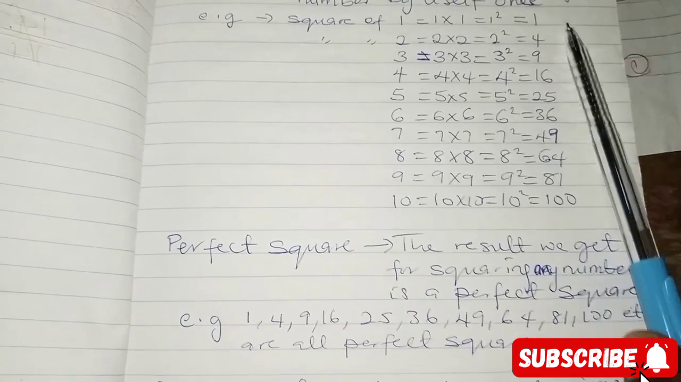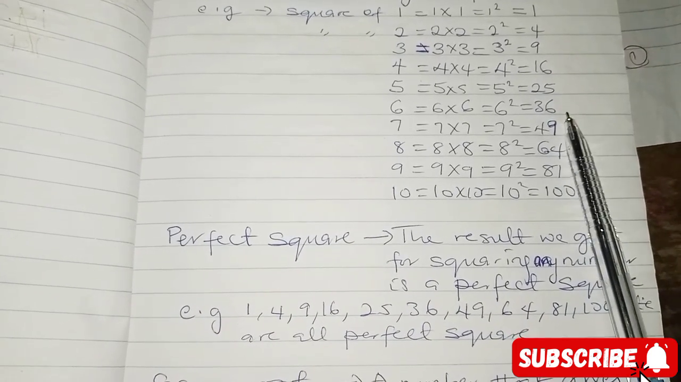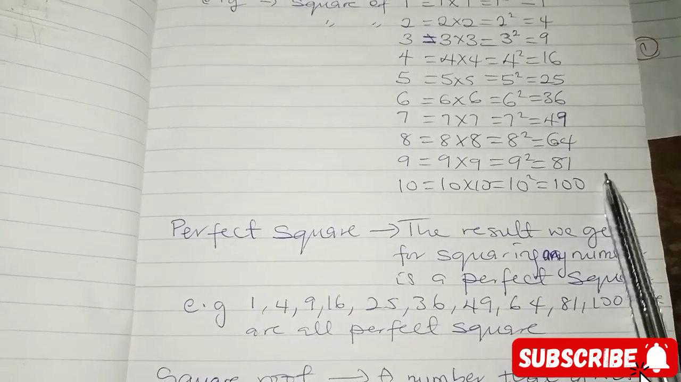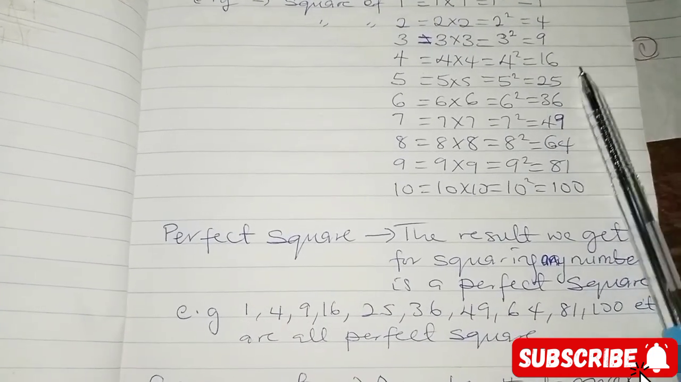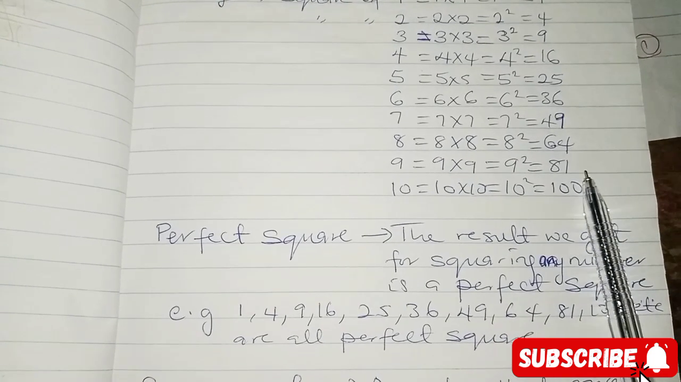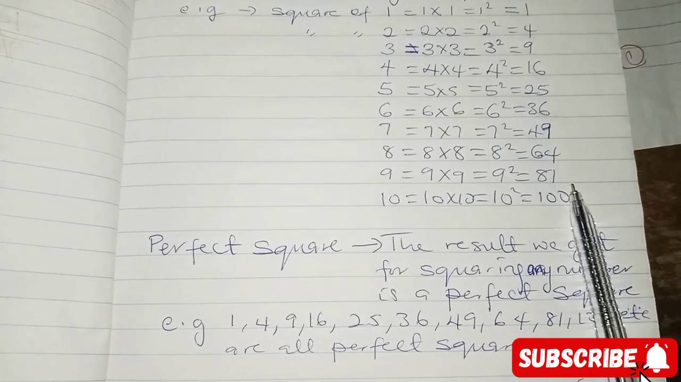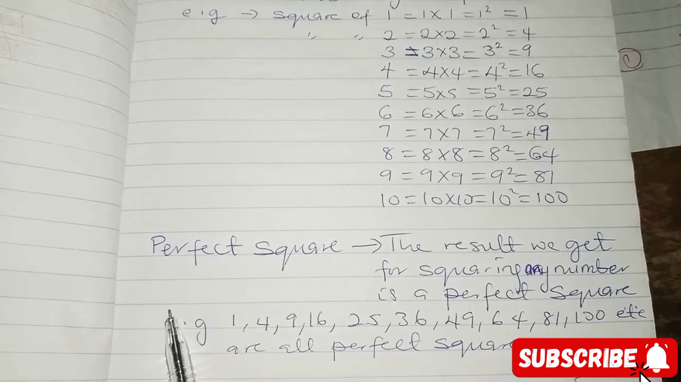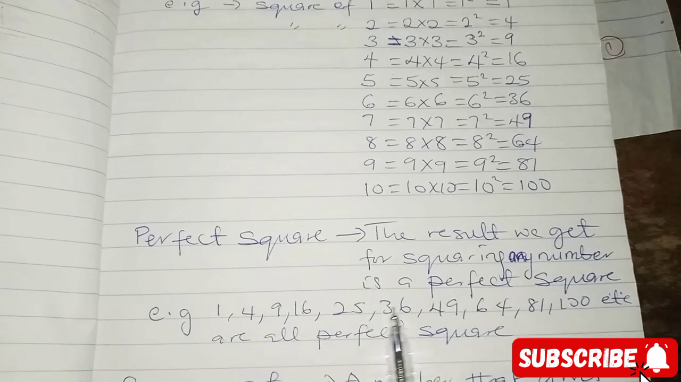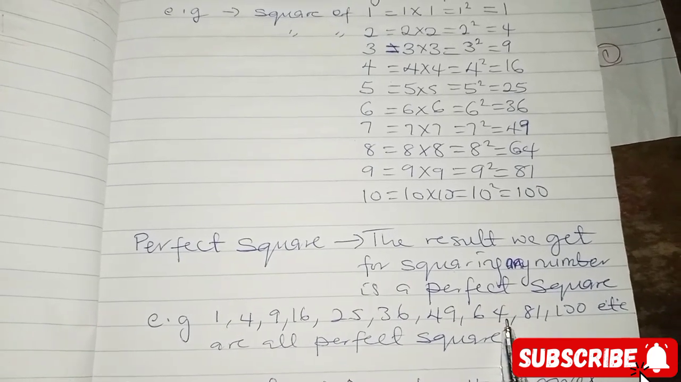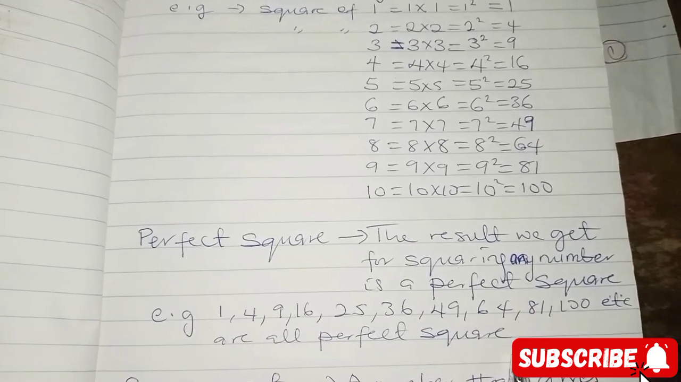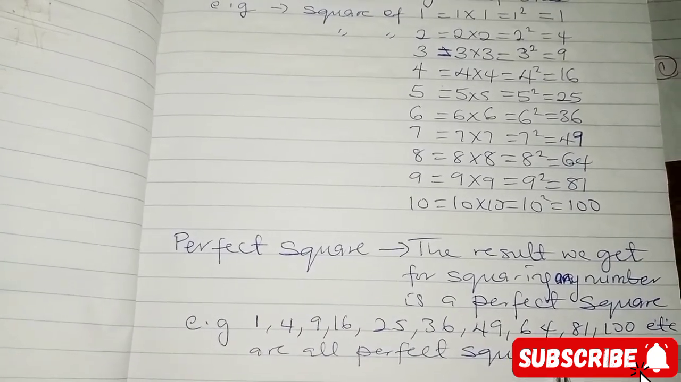If you take note, 1, 4, 9, 16, 25, 36, 49, 64, 81, 100, and so on and so forth are all perfect squares. When you multiply a number by itself, the answer you get is referred to as what? Perfect square. It's called a perfect square. For example, 1, 4, 9, 16, 25, 36, 49, 64, 81, 100, and so on. All these are perfect squares. Take note.